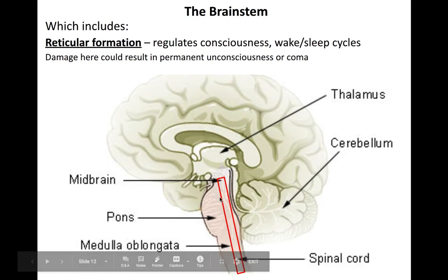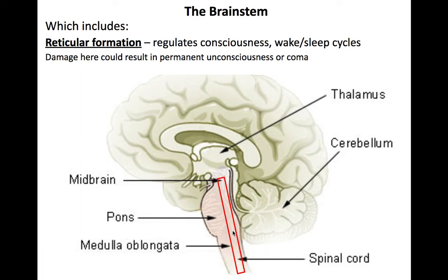Last of all, the reticular formation just kind of runs along the entire brainstem, and it basically regulates consciousness and sleep and wake cycles. And so if you had damage here, then you could end up in permanent unconsciousness. You might not be able to wake from essentially a permanent sleep.